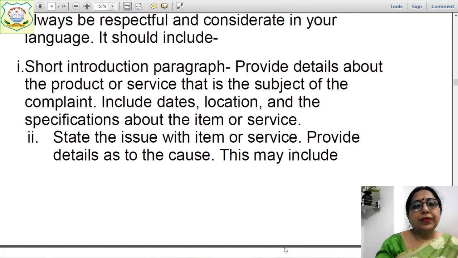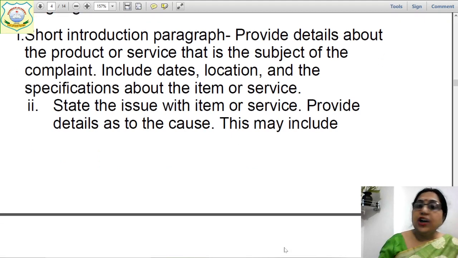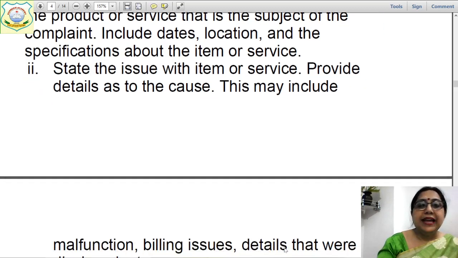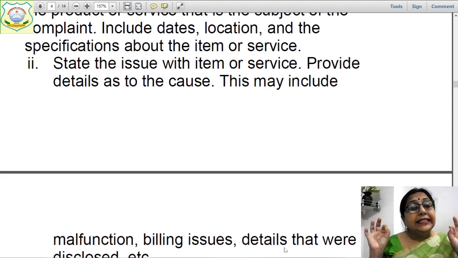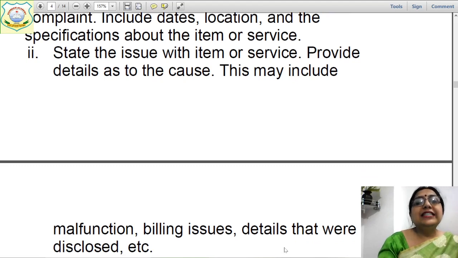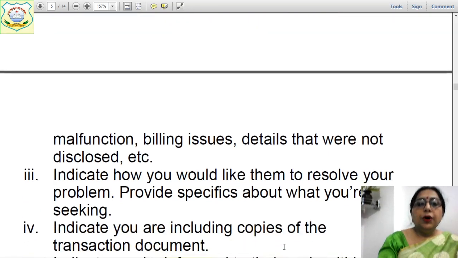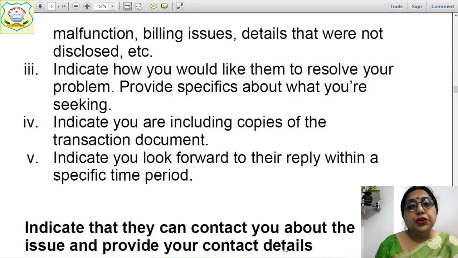It should include a short introduction paragraph, providing the details about the product or service. That is, the subject of the complaint includes date, location. You have to be very specific in mentioning each and every detail, children. Okay? Include the dates, location and the specification about the item or service. State the issue with the item or service. Provide details as to the cause. This may include the malfunction, the billing issues, the details that were not disclosed, etc.